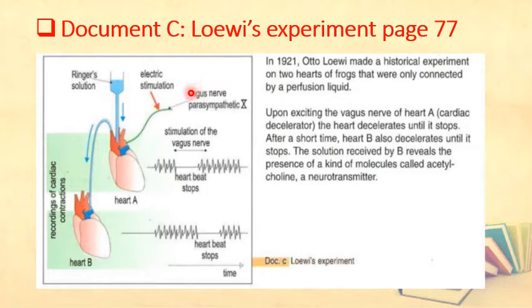It is responsible for many functions, but now you will see what it is responsible for at the level of the heart. Once stimulation of the vagus nerve took place, what happened? We noticed that the heart decelerates until it stops.